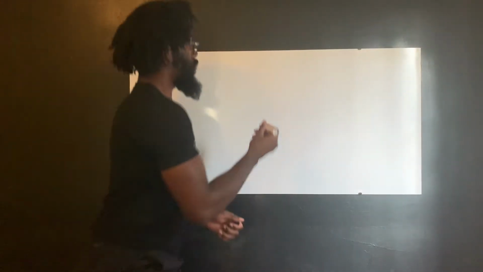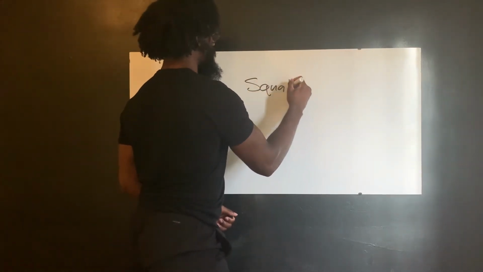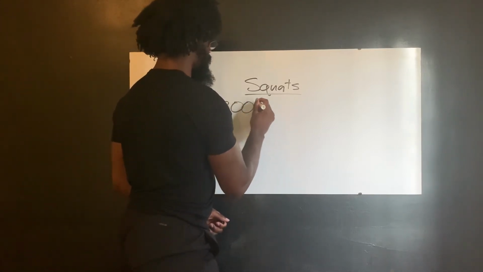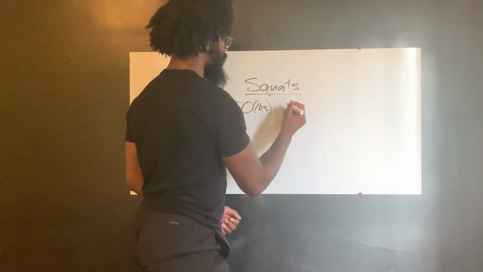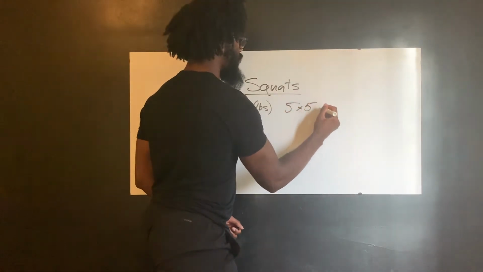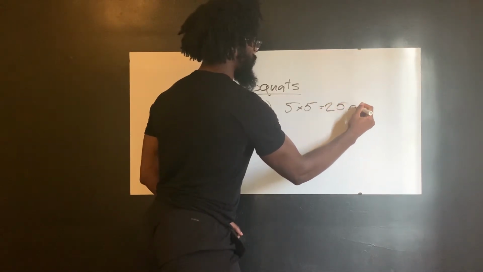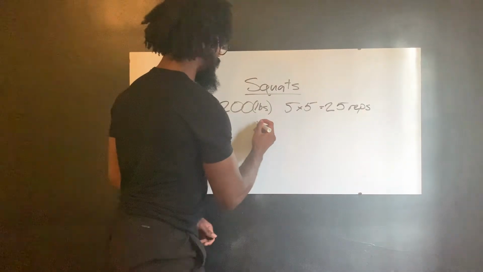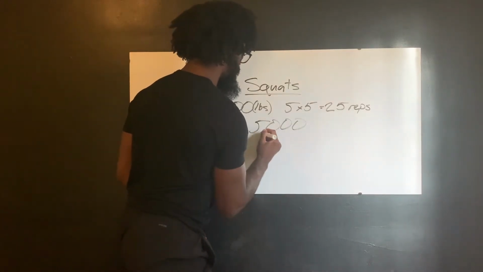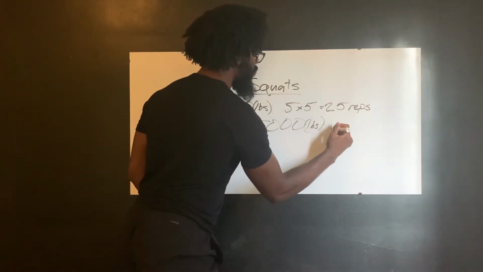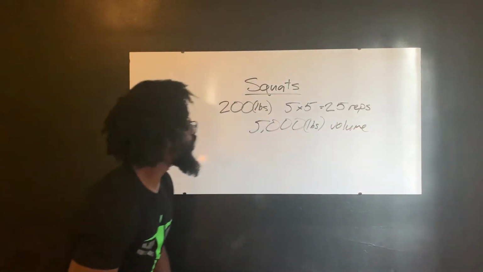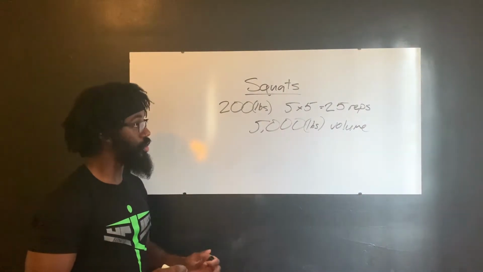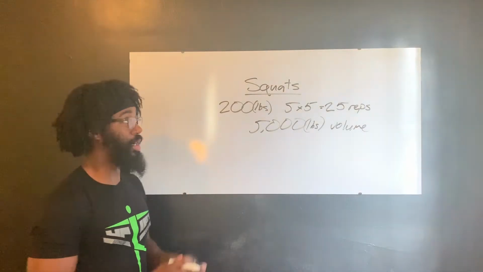For my visual learners, if I'm doing squats, right, for 200 pounds, and let's say I'm doing a 5x5. So 5 by 5 equals 25 reps. So 200 pounds times 25 reps is going to equal 5,000 pounds of volume. Sorry for my chicken scratch, but that's essentially as easy as I can explain to you guys. So volume is the total amount of poundage that you're lifting on a given exercise.